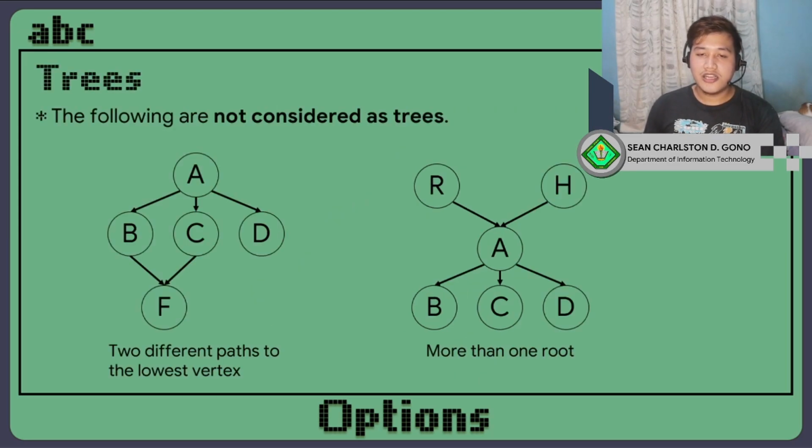Now, the following are not considered as trees. This one will never be considered a tree because one of the nodes has two different paths. B and C are the parents of F, which is again impossible in a tree. And this one will never be considered a tree as well because there is more than one root. R and H are the roots of this, which is again impossible. There can only be one root.